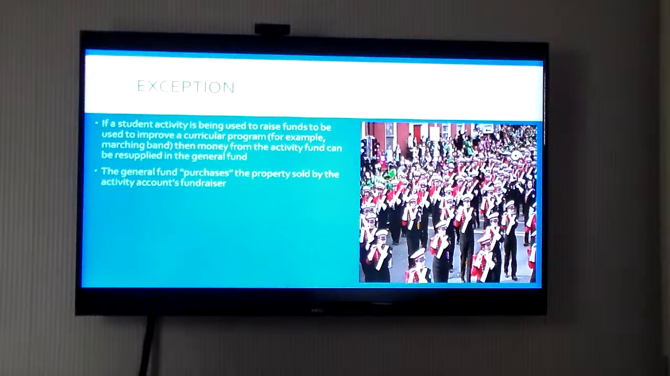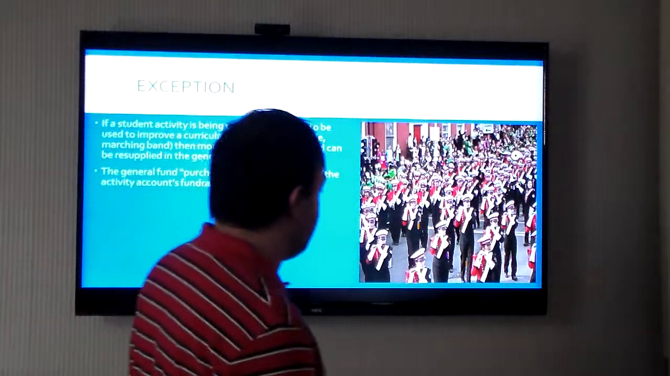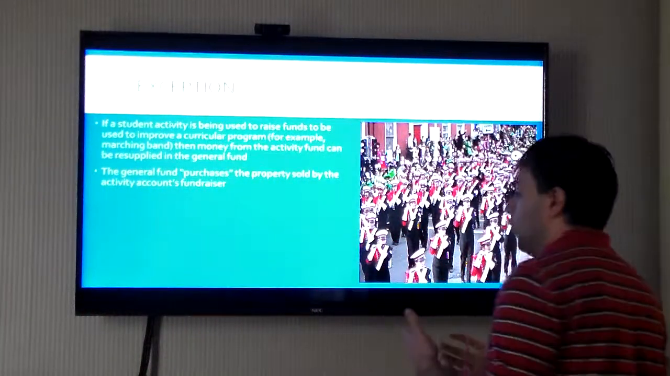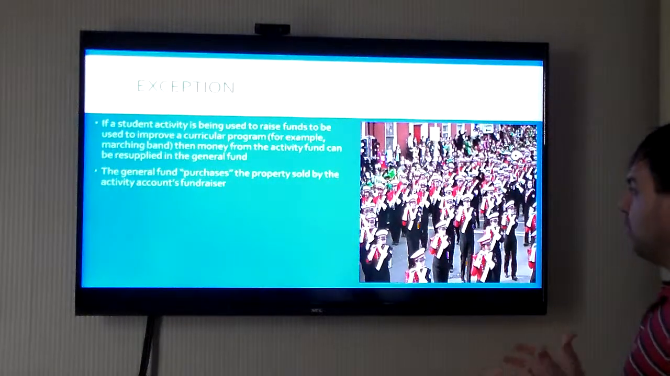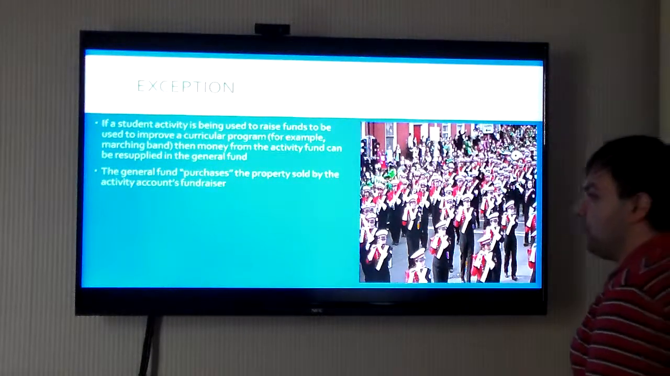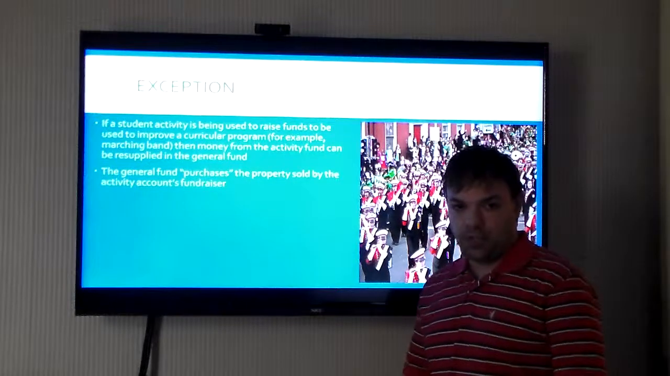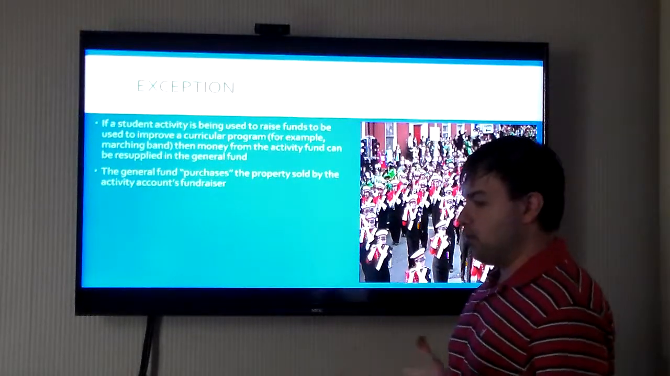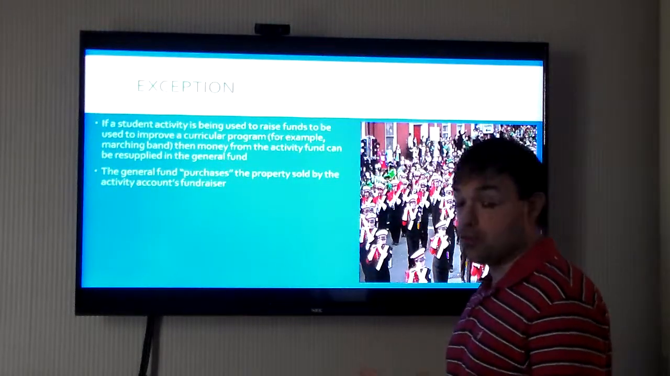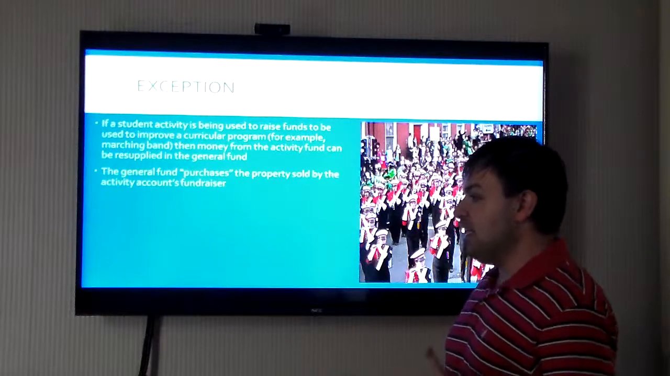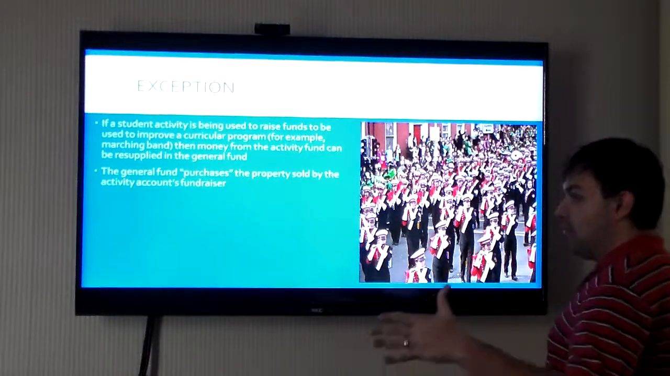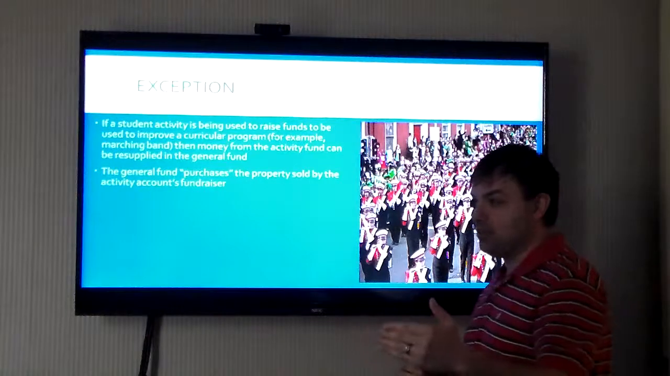So if a student activity is being used to raise funds to improve a curricular program, I thought about this for a while and I really didn't get where you would be doing this, and the only thing that I could think of was art and music, because you would be using the money you made in the activities to buy better supplies, better uniforms, better instruments, something like that. Then the general fund can supply the money that was in the activity fund.